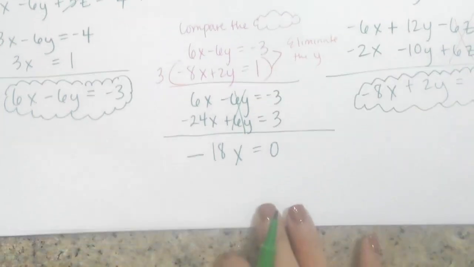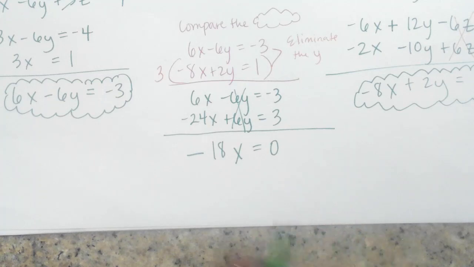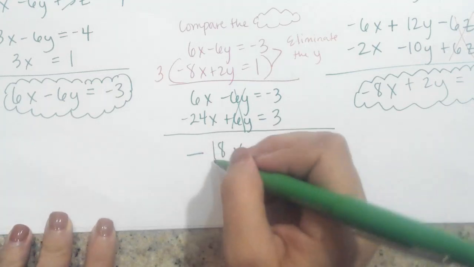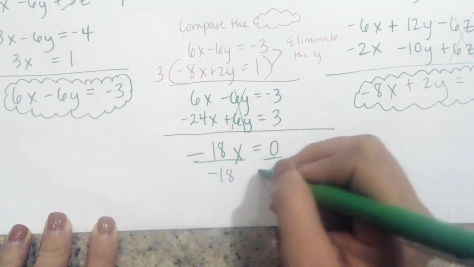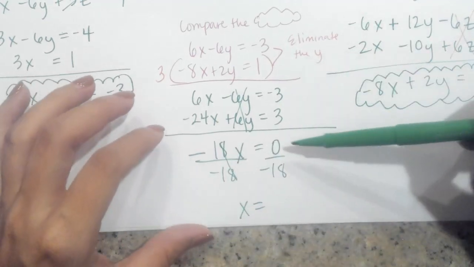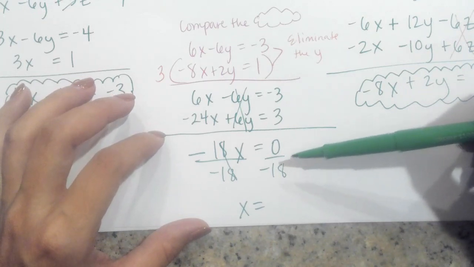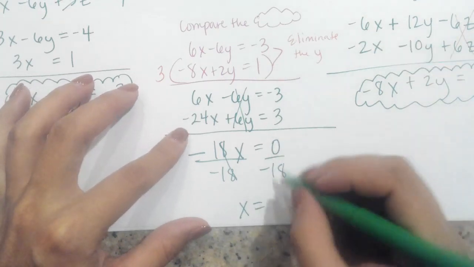Now be careful, some of you are like, wait, no solutions, what's going on here? Is it all real numbers? Hold on. Let's divide by negative 18. Always solve for x. And so you have x equals. Now you have to remember, 0 divided by a number, that's okay. You can have 0 in the numerator, right? So 0 divided by negative 18 is 0.